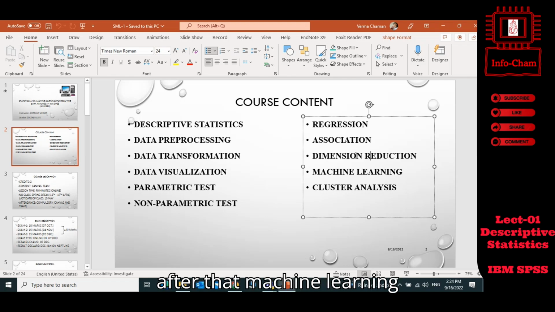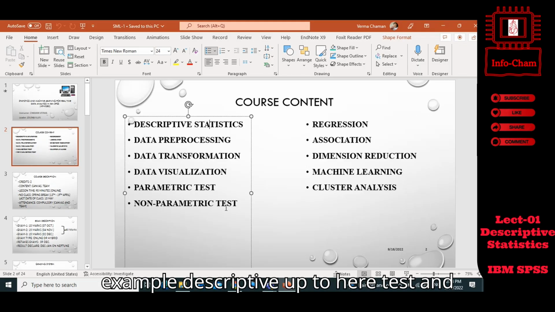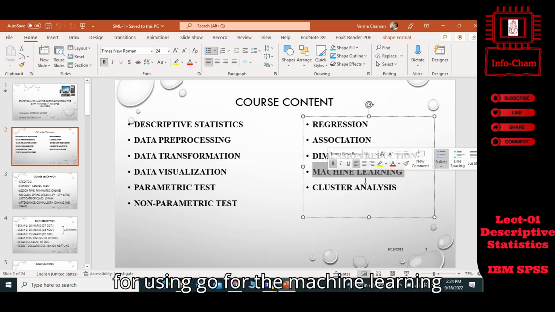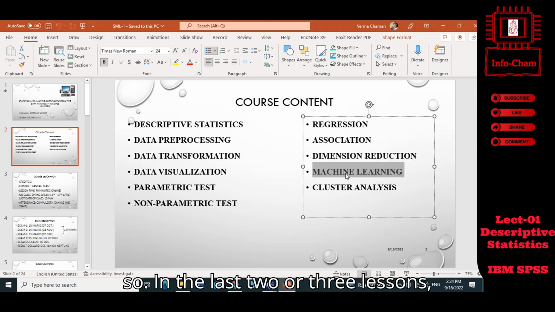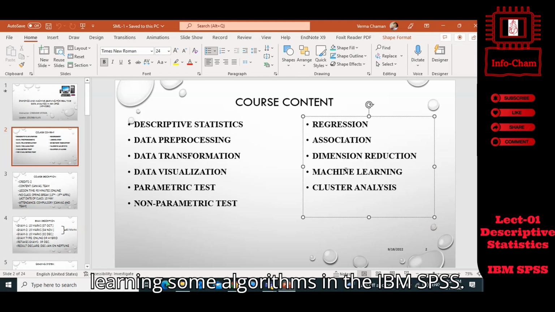Okay, and after that, there are more machine learning algorithms. I will try to cover as much as is in the tool later on, and I will also tell you the basics of machine learning and how we can use it. But until we have the basic knowledge, for example descriptive statistics, tests, regression, and association, there is no use in going for machine learning. So in the last 2 or 3 lessons, maybe I will cover some machine learning algorithms in IBM SPSS. Okay.